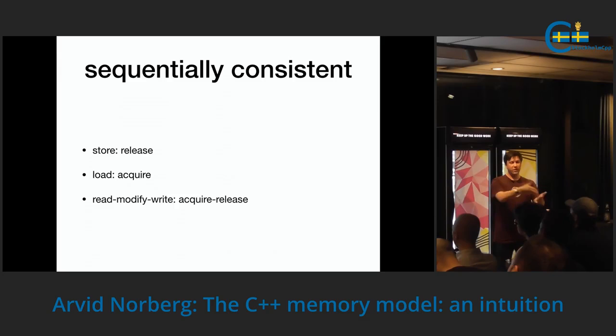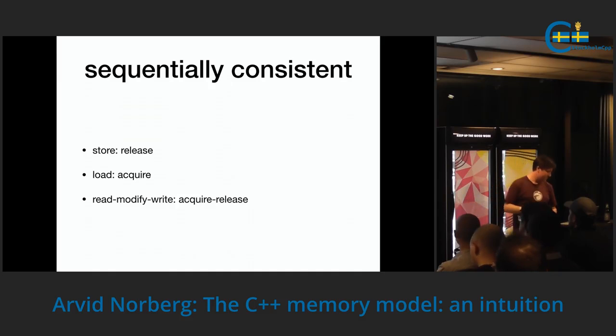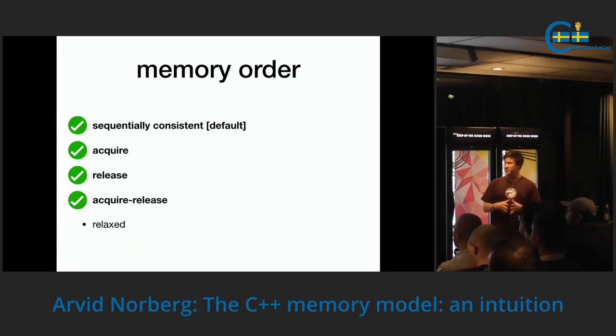What it does is, whenever you are writing to a sequentially consistent atomic variable, it becomes a sequentially consistent release. Whenever you load, it becomes a sequentially consistent acquire. And when you do a read, modify, write, it's the acquire release that's sequentially consistent. Read, modify, write is, for example, if you do fetch add, or plus plus, or minus minus on something, because you load it, modify it, and write it back. So just to be safe, sequentially consistent is the most reliable, probably least error-prone memory order you can use.